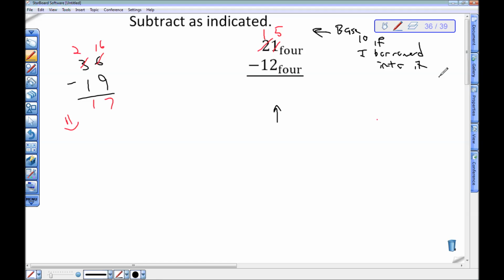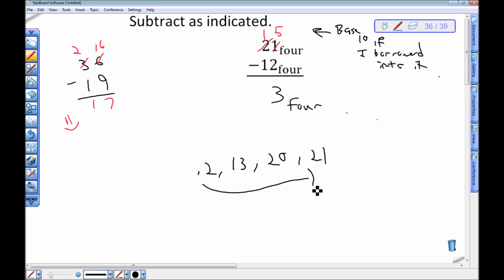So, now that I've borrowed correctly, I can just finish this problem. 5 minus 2 is 3, 1 minus 1 is 0. The difference between these two numbers is 3 base 4. And that should make sense to you that 3 more than 1, 2 is 2, 1 in base 4. Because if I have 1, 2, then I'd have 1, 3. Then I would have 2, 0. Then I would have 2, 1. The difference here should be 3 steps, and indeed it is.